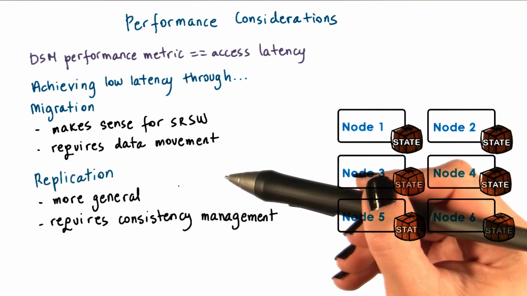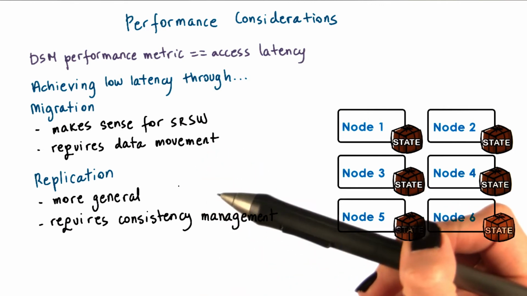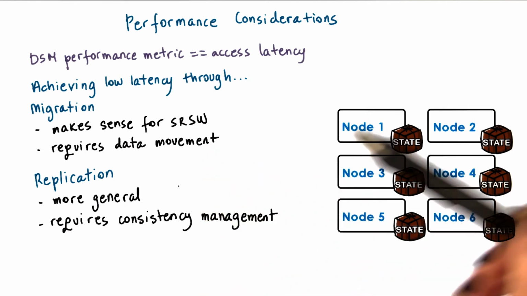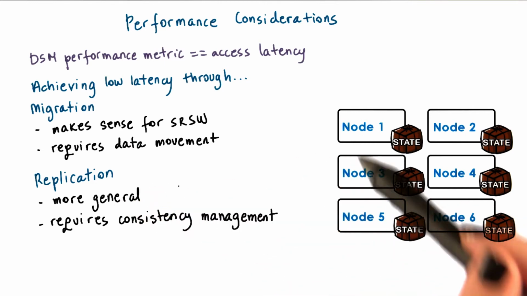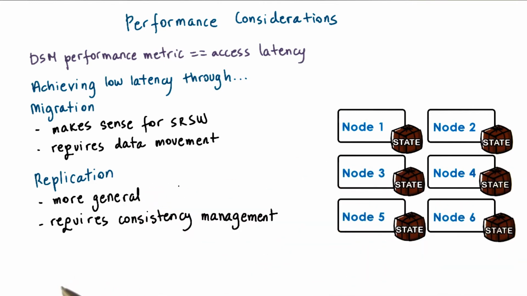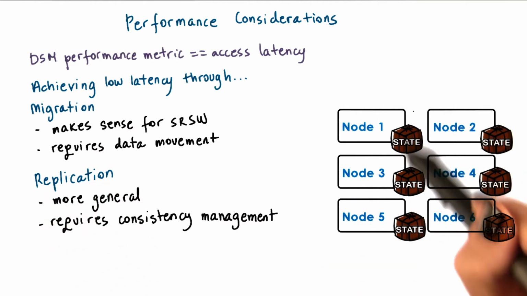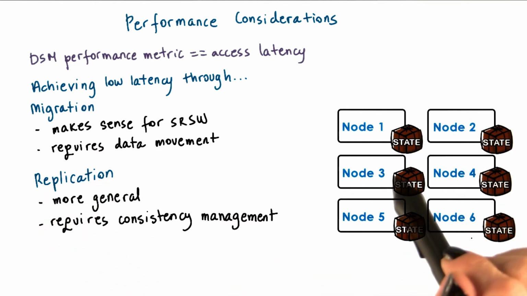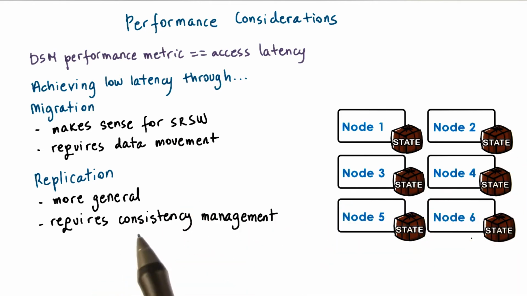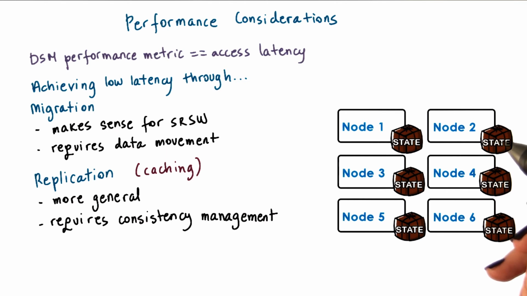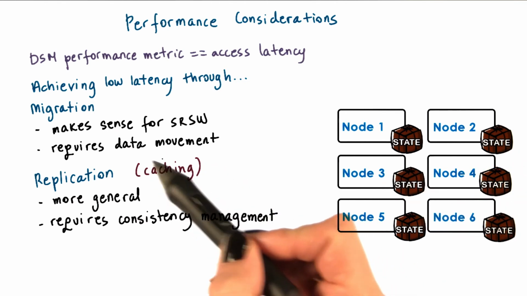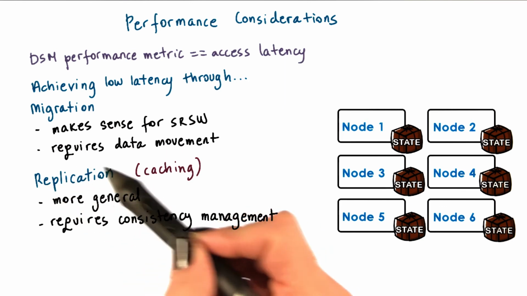For the more general case, however, when there are multiple readers and multiple writers, migrating the state all over the place doesn't make any sense since it needs to be accessed by multiple nodes at the same time. So a mechanism such as replication, where the state is copied on multiple nodes, potentially on all nodes, is a more general mechanism. Use of caching techniques, which create a copy of the state on each node where the state was accessed, can lead to some similar behavior as what's seen with replication.